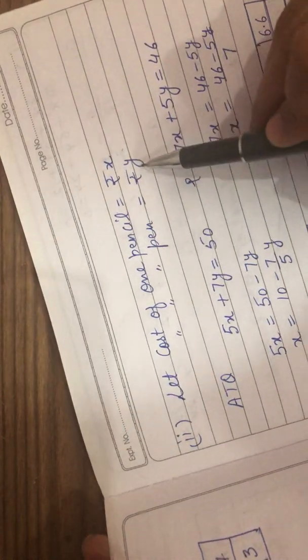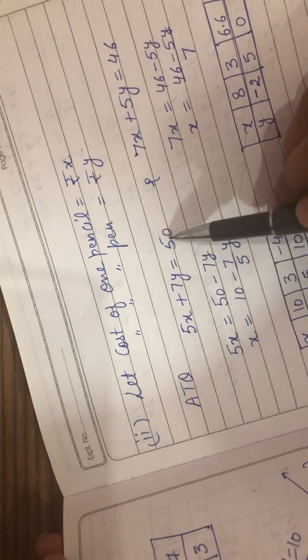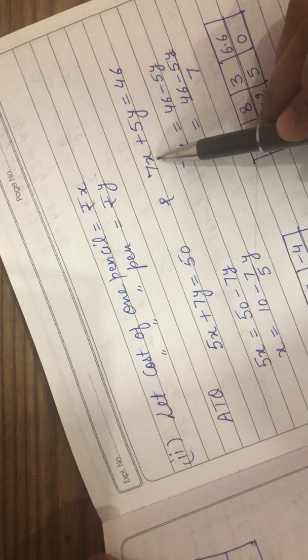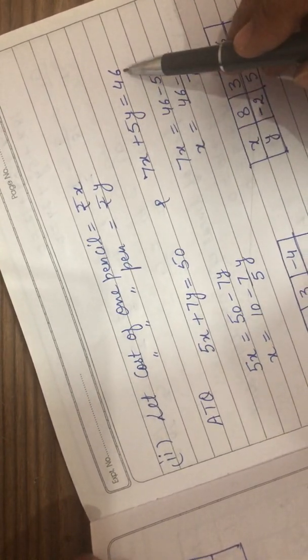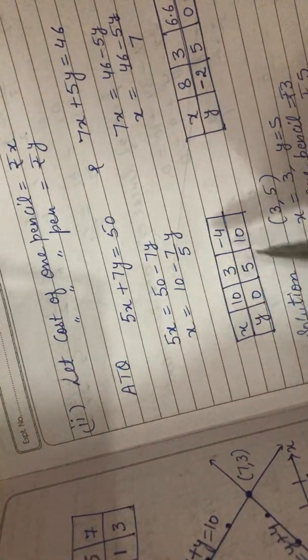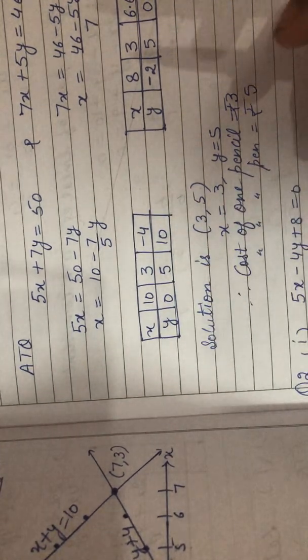Now let us assume the cost of one pencil is x and the cost of one pen is y. Now 5 pencils and 7 pens cost 50 rupees. It means 5x plus 7y equals 50. And 7 pencils and 5 pens cost 46 rupees, so 7x plus 5y is equal to 46. Now our next step is to find the solutions. We have to find solutions and write them down in tabular form. Then we'll draw its graph.